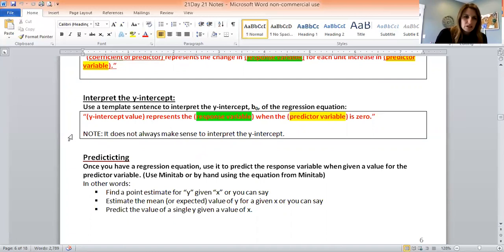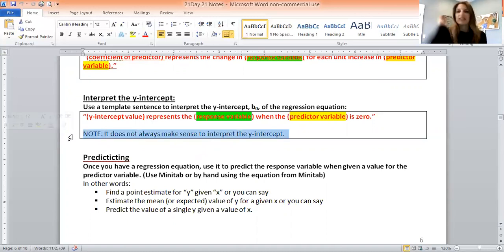We have a couple different times when it doesn't make sense to interpret the y-intercept. First of all, if x equals 0 does not make sense for our data value. If you're talking about height, and x is the height of someone, 0 inches does not make sense, so we should not be interpreting something like that. The other time we don't like to interpret the y-intercept is if we already have a data value where x equals 0. Then we don't really want to interpret it based on our equation because we have an actual data value. So we just keep that in mind when we're interpreting some values.